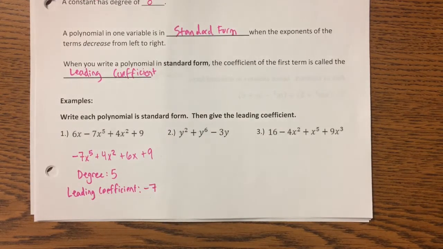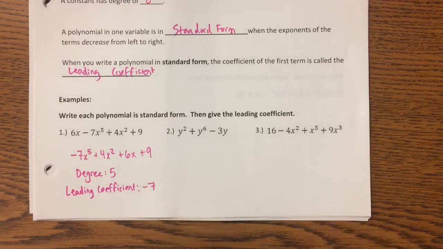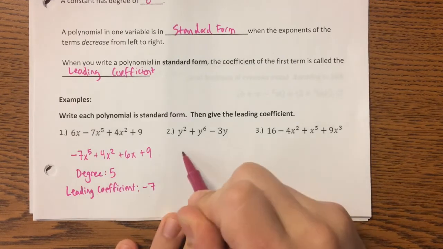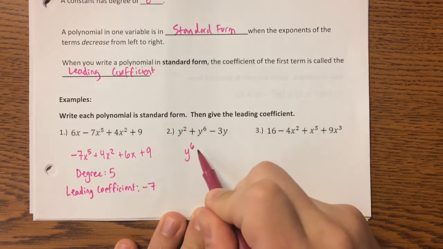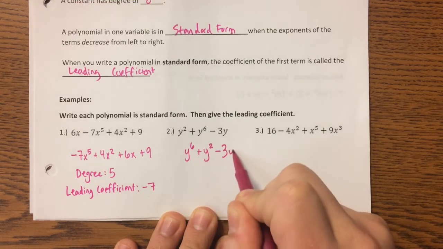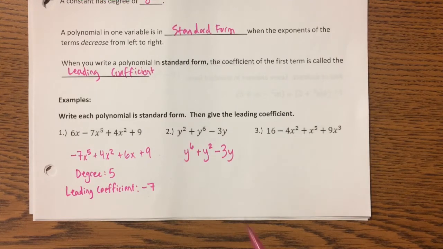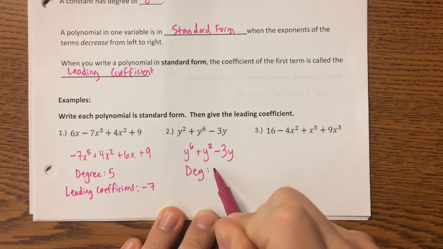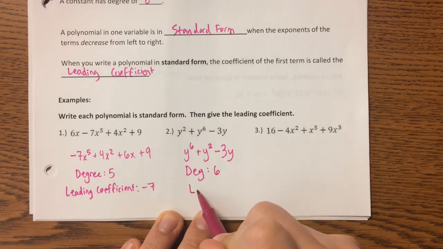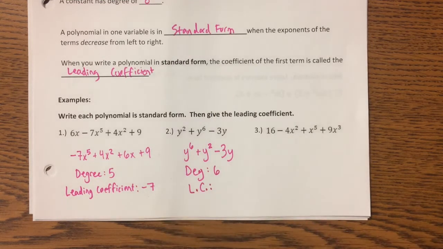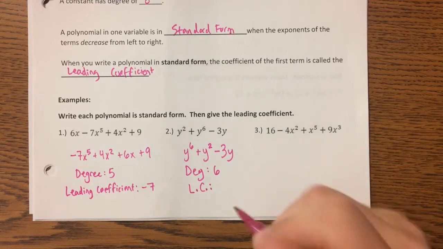Right now we're just identifying these values so that later on we can talk about the significance of those numbers. So number 2, what term's going to come first? Y to the 6th. So you have y to the 6th plus y squared minus 3y. What's the degree of this polynomial? The degree is 6. And what's the leading coefficient? In other words, what's the coefficient of this first term? What is the coefficient of any term when you don't actually see a number in front of it? 1. So the leading coefficient's 1.